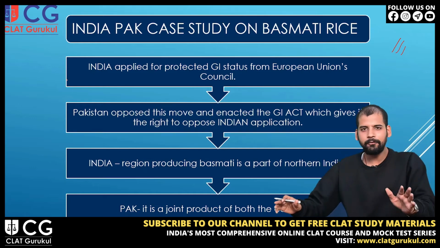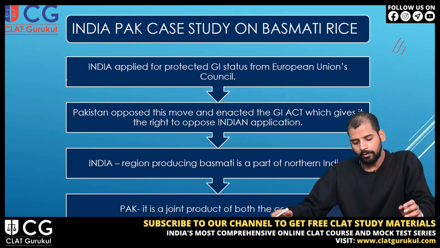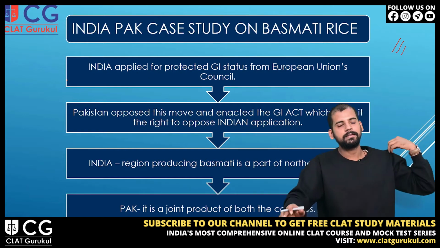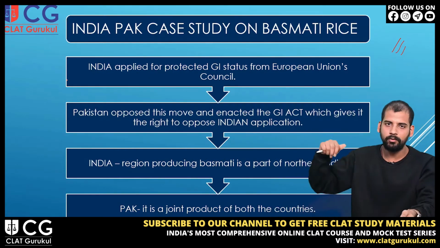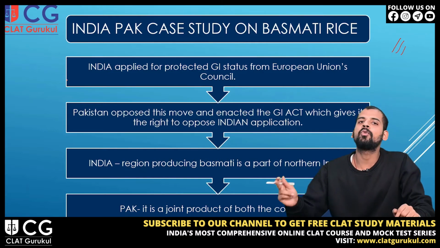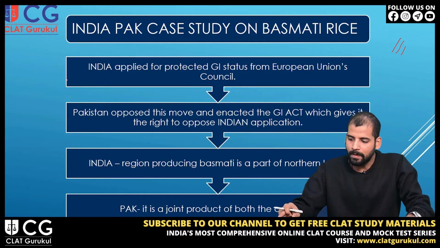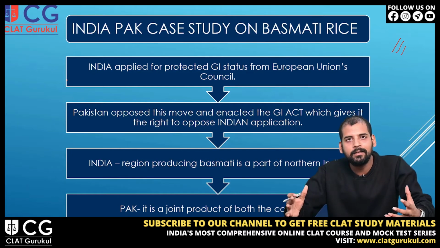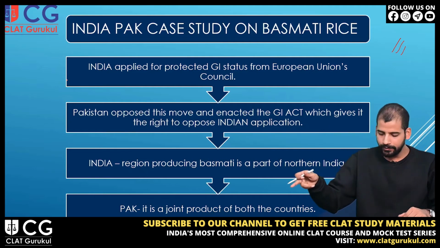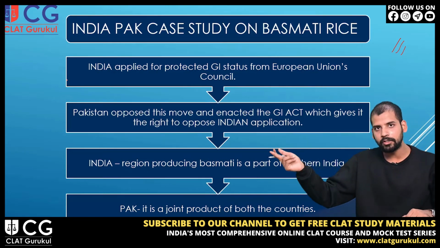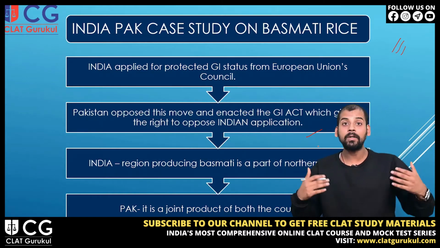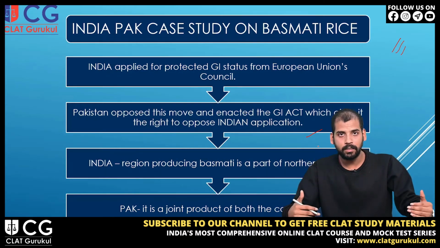So, India-Pakistan case study on basmati rice. First, India applied for protected GI status from the European Union Council. So India applied for this basmati rice GI tag in the European Union Council. Now when India applied for this, Pakistan opposed this move and enacted an act in their country which gives them the right to oppose the Indian application. Then, what was the basic argument behind this?